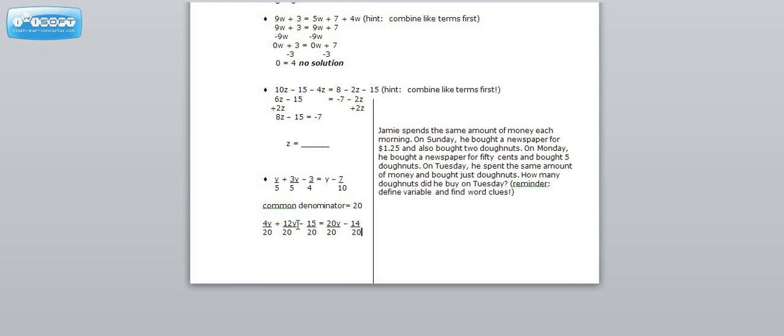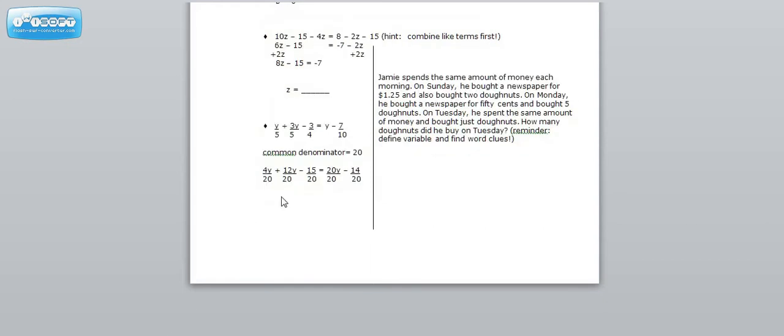Now notice, you got to keep all your signs the same. Otherwise, things start going really crazy. So now that all of my denominators are 20, now I can work all of this without any denominators at all. And that was our whole point for getting a common denominator, so I can just wipe them all out and deal with just regular numbers. So now my equation is simply 4y plus 12y minus 15 equals 20y minus 14.